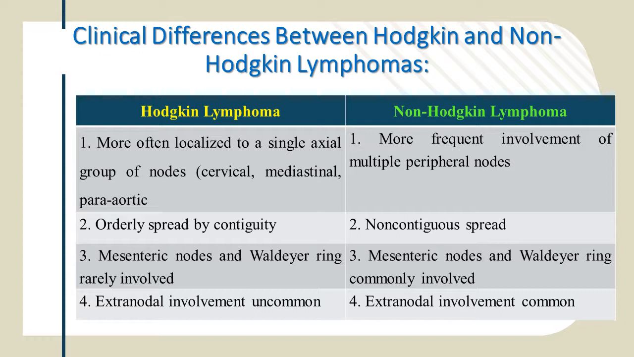The mesenteric nodes and Waldeyer's ring are rarely involved in Hodgkin lymphoma, but these sites are commonly involved in non-Hodgkin lymphoma. Finally, extranodal involvement is common in non-Hodgkin lymphoma as compared with the Hodgkin subtype.